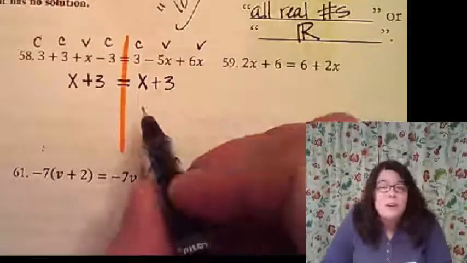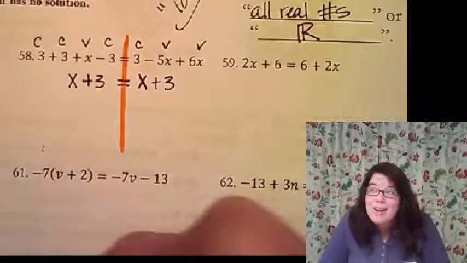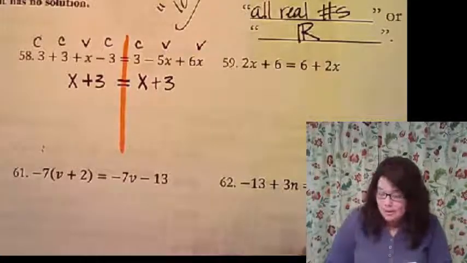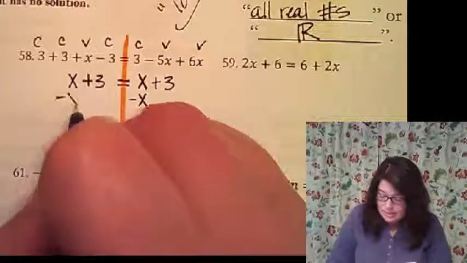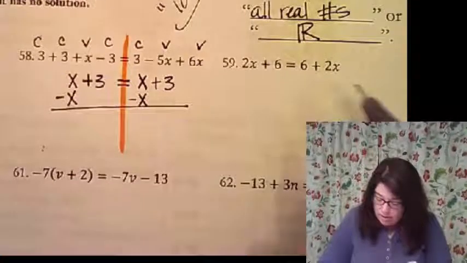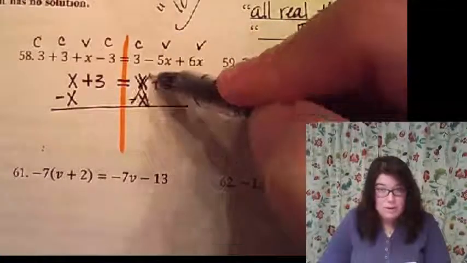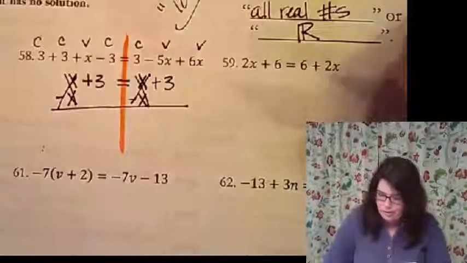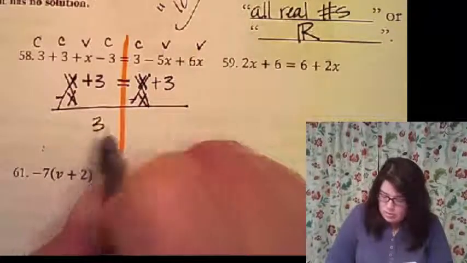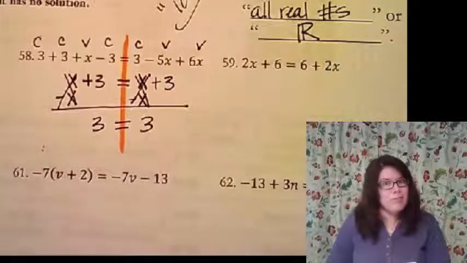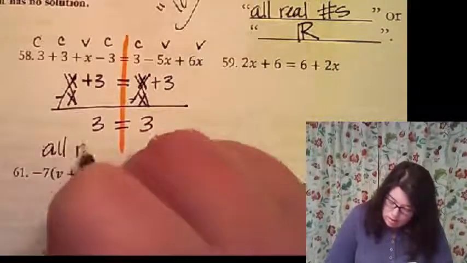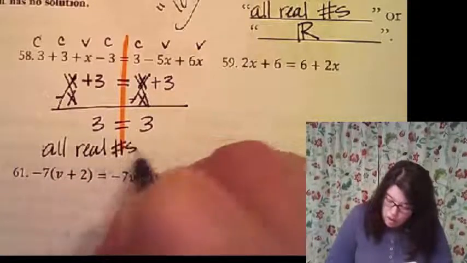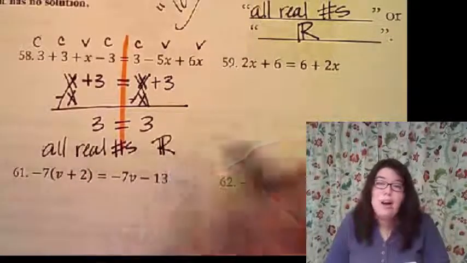Now, move my variables here, get my constants there. So I'm going to move things around. I'm going to move this variable by subtracting it from both sides to undo it, because that's the inverse. Here it cancels. That's what I was expecting. But over here, it cancels also. Weird. So I'm left with 3 equals 3. Well, hey, that's true. So my solution then is all real numbers, or I could just write that fancy R.